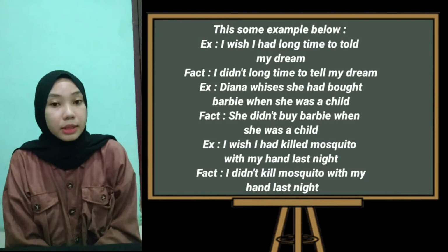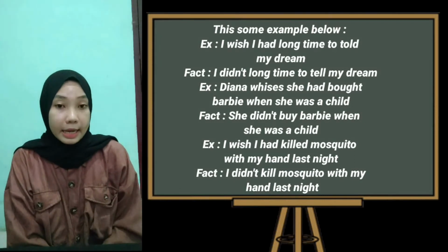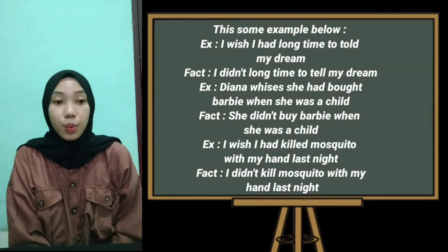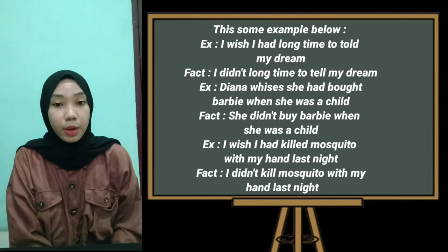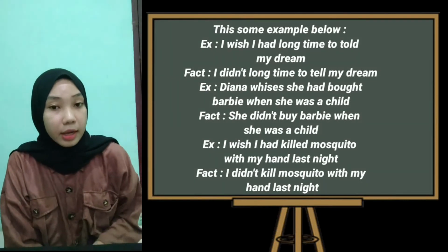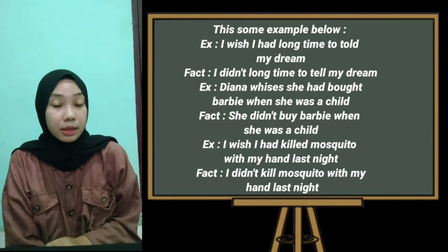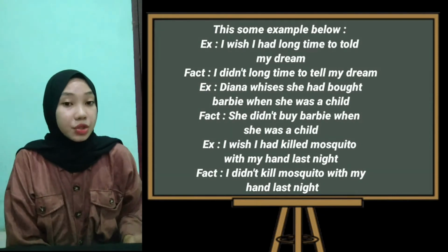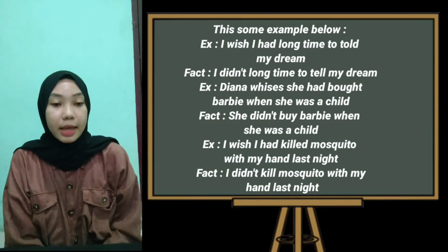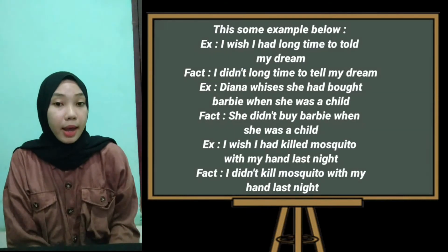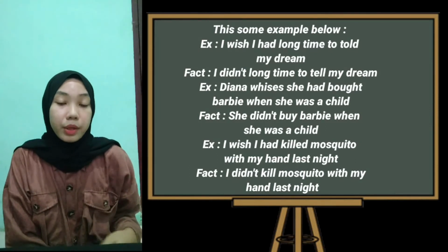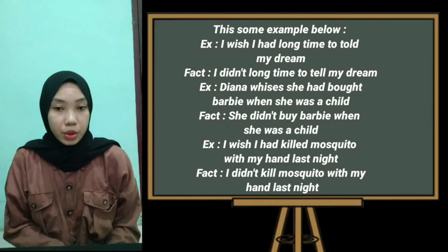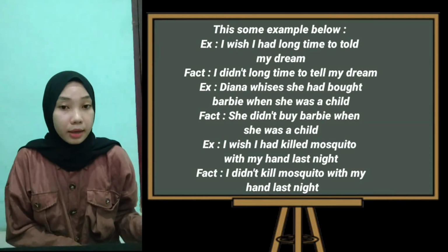And example number two is: Diana wishes she had bought Barbie when she was a child, but the fact in the second statement is she didn't buy Barbie when she was a child. And the third example is: I wish I had killed the mosquito with my hand last night, but the fact is I didn't kill the mosquito with my hand last night.